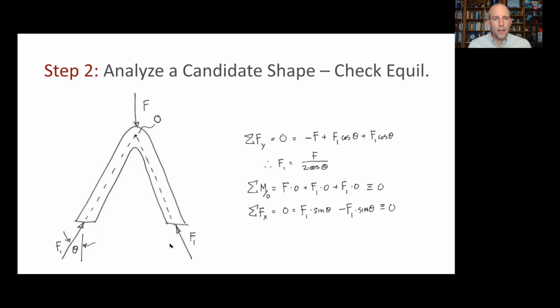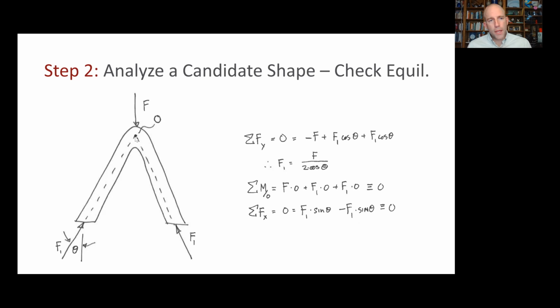So that means that this axial force on the legs, F1, is F over 2 cosine theta. Then we need the sum of the moments about any point we choose to equal 0. And when we do moment balance, it's always nice to pick a point through which lots of forces go, because then they have no lever arm and they don't contribute.